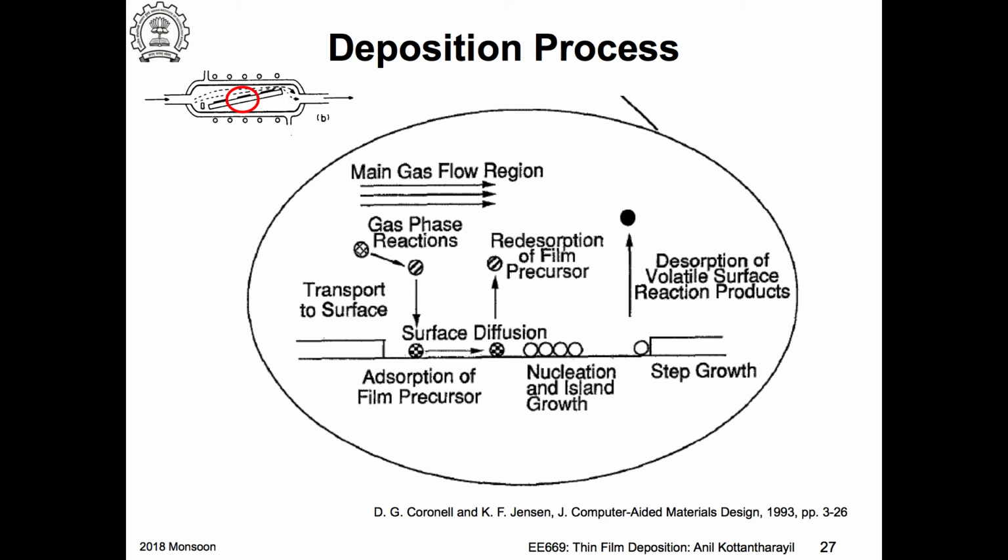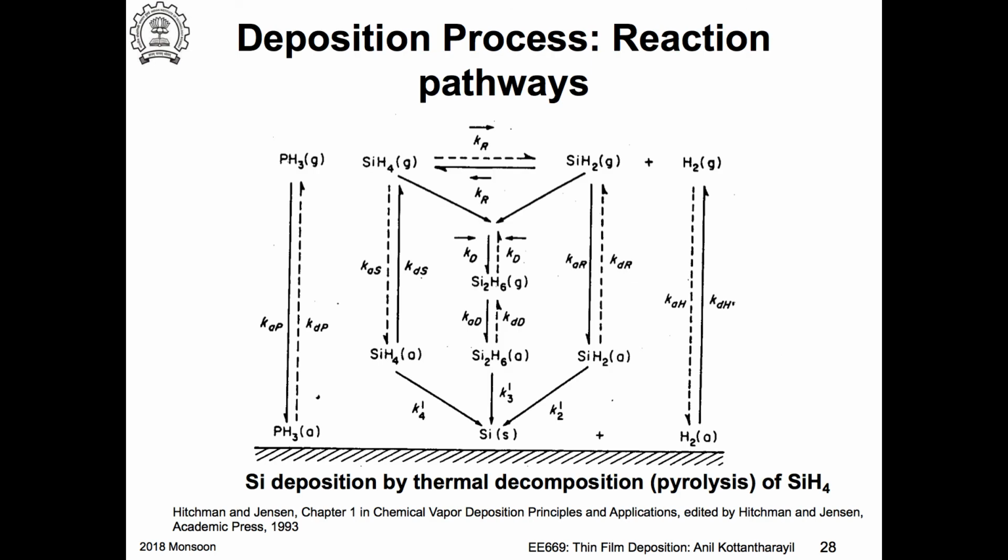Yeah? Now, very important is that the reaction byproducts should be removed from the surface. Okay? So most of this would be volatile at the process temperature, so they escape into the main flow, and then that would be carried away by the main gas flow. So what happens in a CVD reactor is something that can be very complicated to analyze.